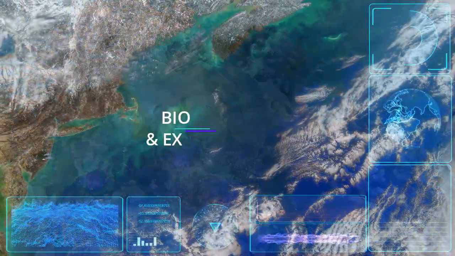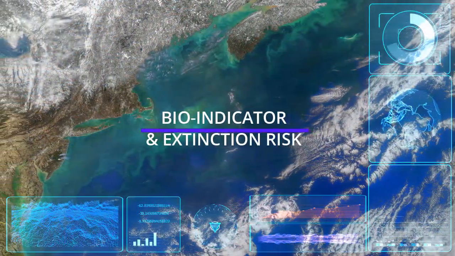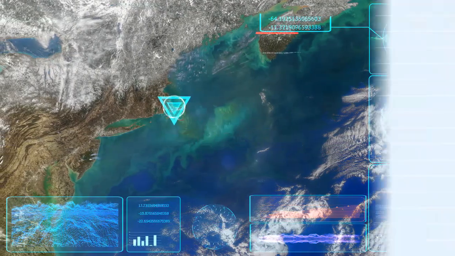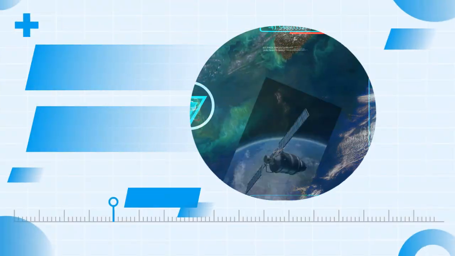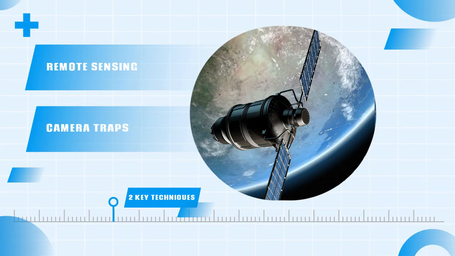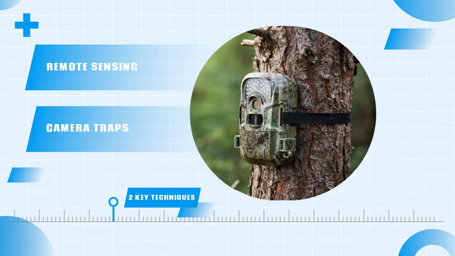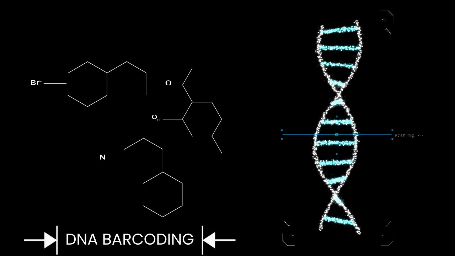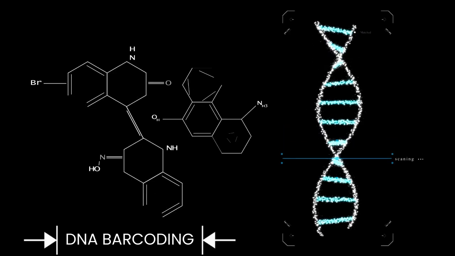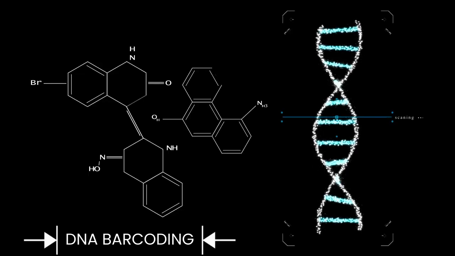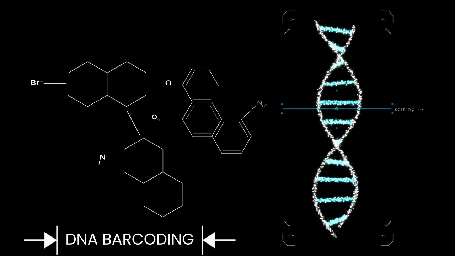Monitoring biodiversity requires reliable and efficient techniques that can be applied across various ecosystems. Two of the most commonly used methods in modern ecological studies are remote sensing and camera traps. These tools allow scientists to observe environmental changes and track wildlife populations in a non-invasive and cost-effective way. In some cases, DNA barcoding is also used to detect species through genetic material, especially when visual identification is difficult.